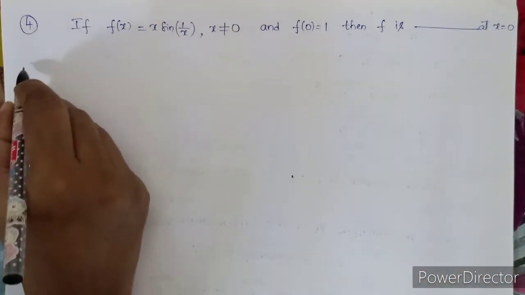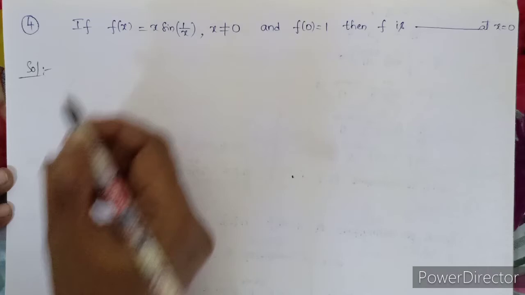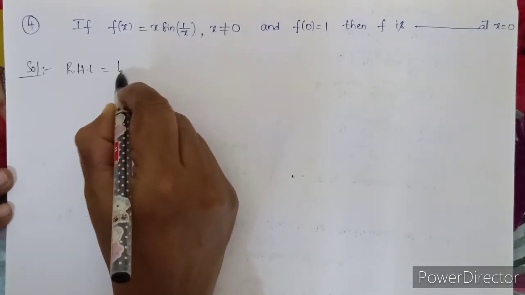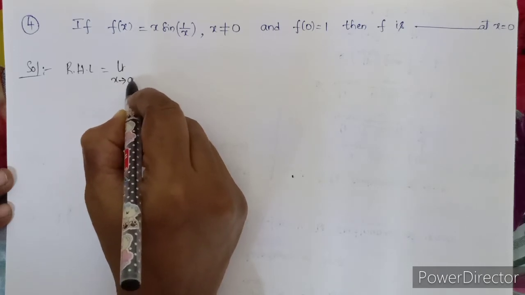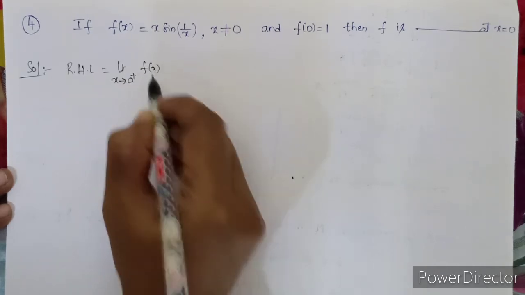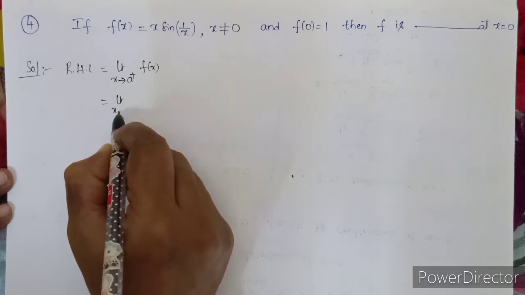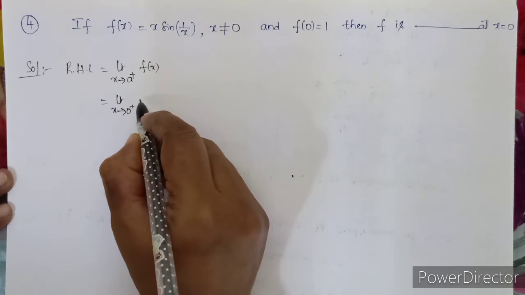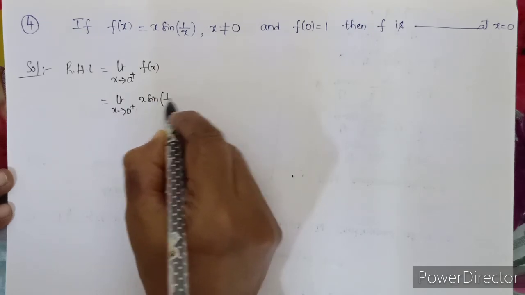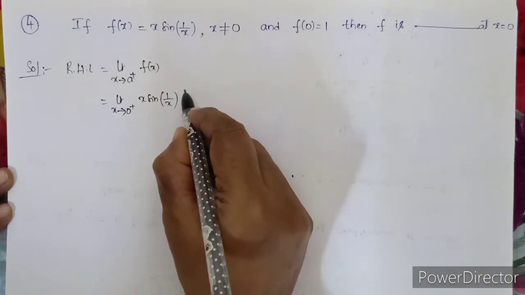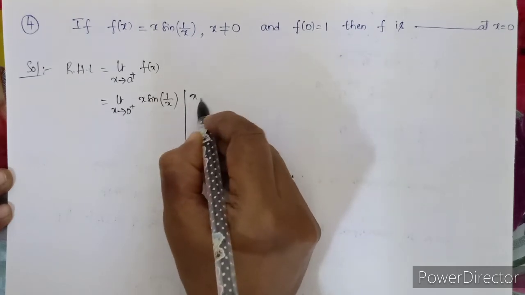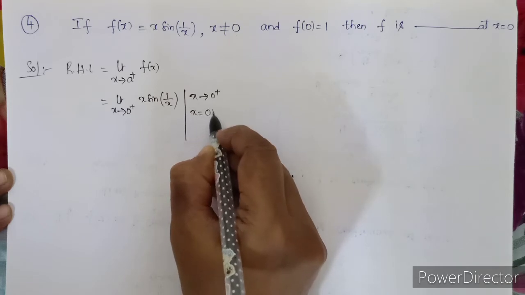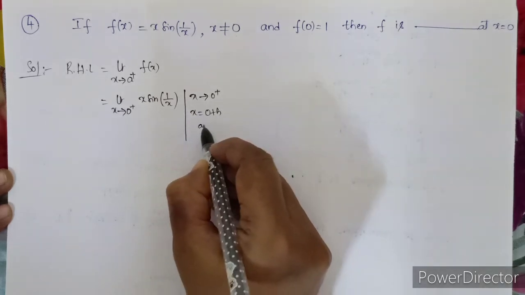Now first we see the right-handed limit. Limit x tends to a plus f of x. Here a is 0, so limit x tends to 0 plus f of x, where f of x is x into sine of 1 by x. Already we have discussed, when x is tending to 0 plus, we replace x by 0 plus h as h tends to 0.